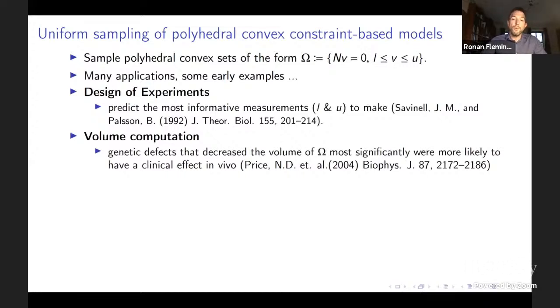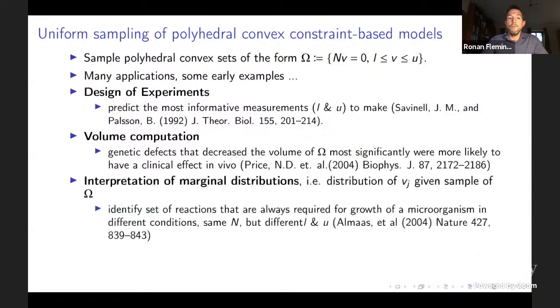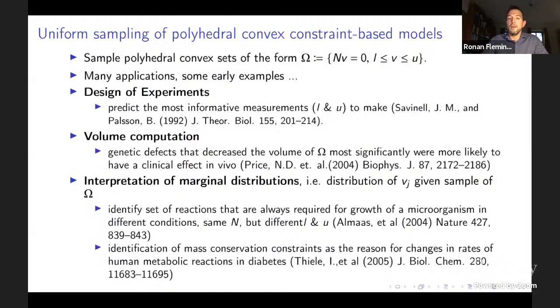Volume computation is important. It was shown at one stage that genetic defects that decrease the volume of the solution space were most likely to have a clinical effect in vivo. You can then interpret the marginal distributions, for example, to see which set of reactions are always required for a microorganism to grow in many different conditions. You can also use it as a way to detect which are the reactions that are most important to consider for changes in, for example, conditions like diabetes, etc. So these are only three examples, but there are many different types. There are hundreds of studies using sampling in biochemical network modeling.